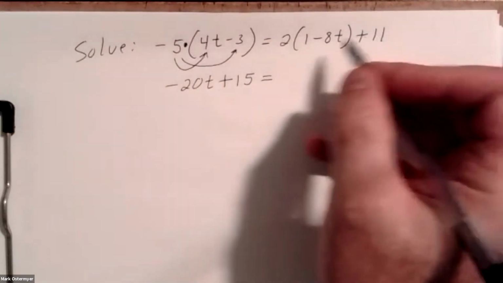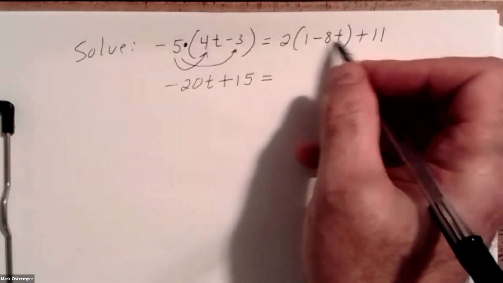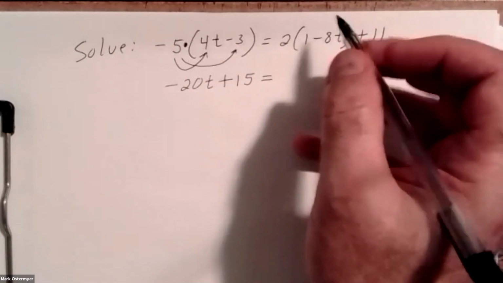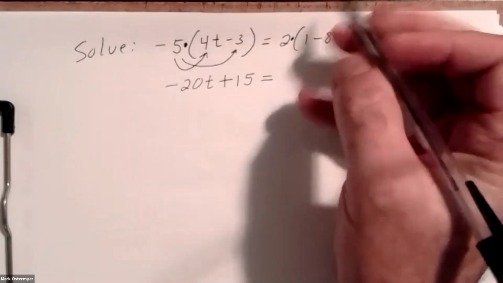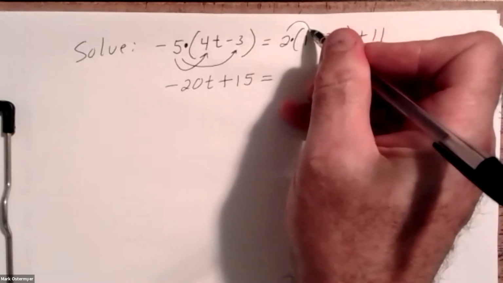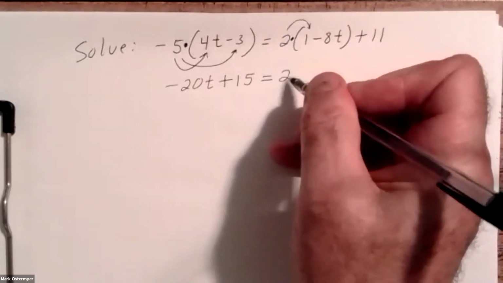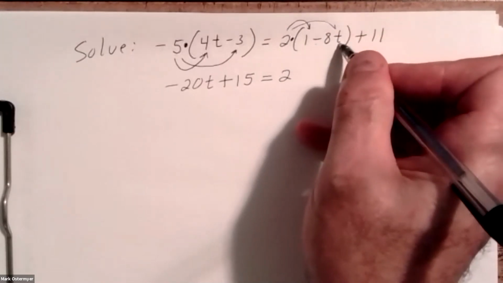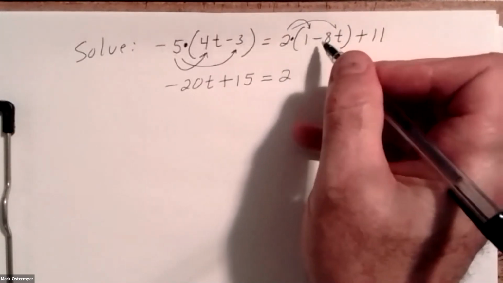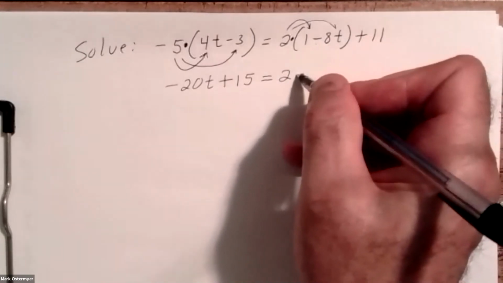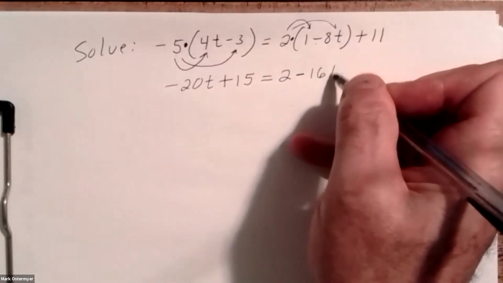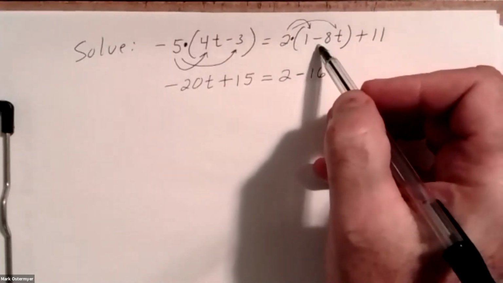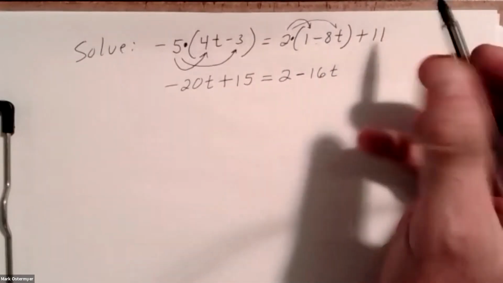On the right side, nothing going on inside the parentheses, we cannot combine these. These are not like terms. We have to distribute the 2 inside the parentheses. 2 multiplied by 1 is 2. 2 multiplied by -8t: a positive 2 times a -8t is minus 16t.